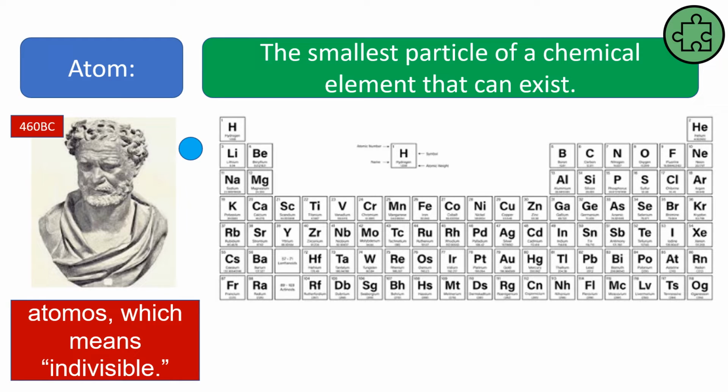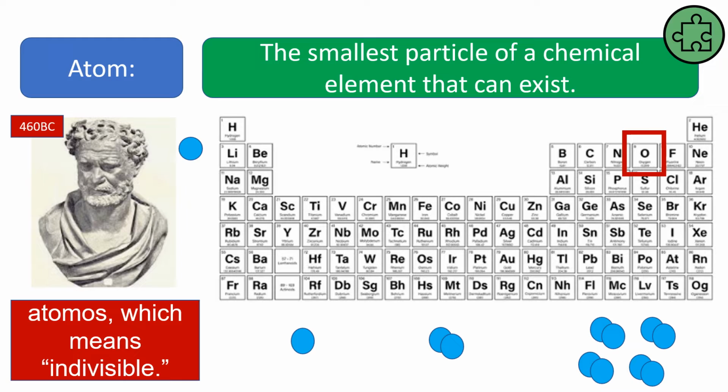So when you think of a periodic table, we've talked about this in year 8, you talk about elements, chemical elements. I've highlighted oxygen there for you, but an element of oxygen could be made of one atom of oxygen, it could be made of 2 atoms of oxygen, it could be made of thousands of atoms of oxygen, but it's still the same element. Okay, so an atom, the smallest particle of a chemical element that can exist. Make sure you've got that written down.